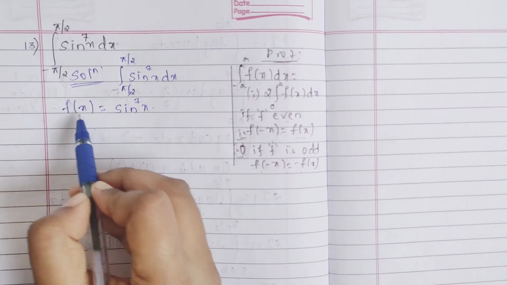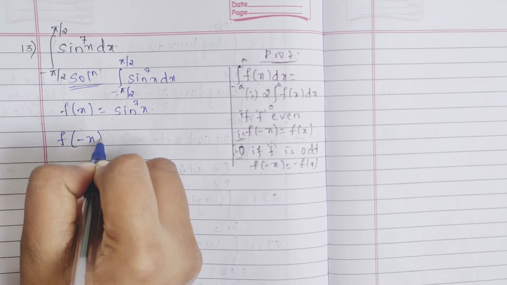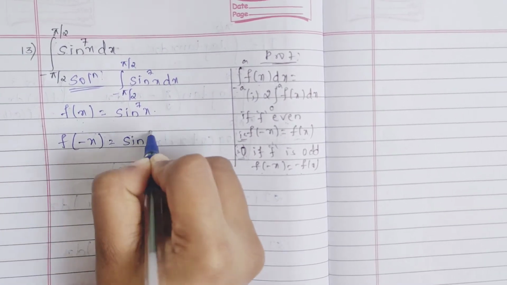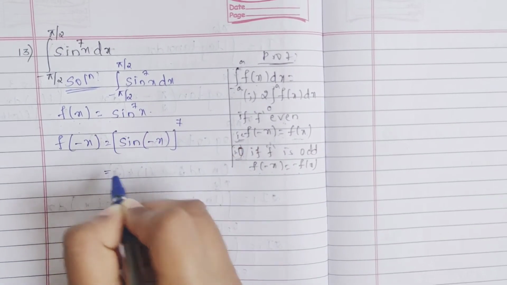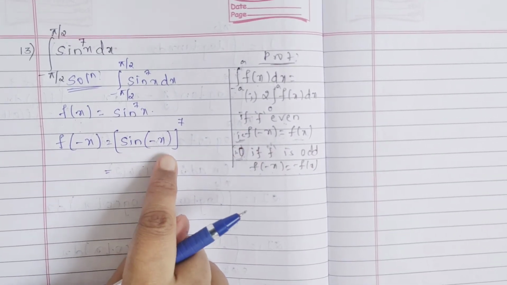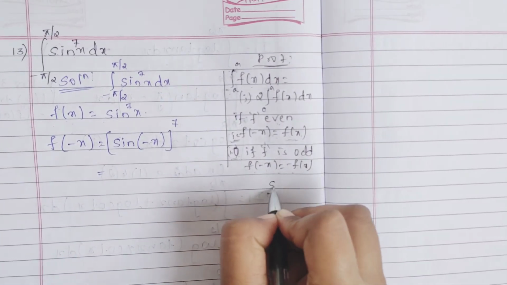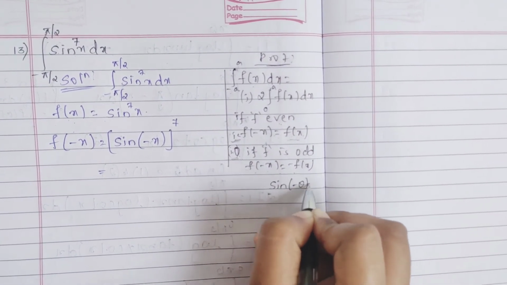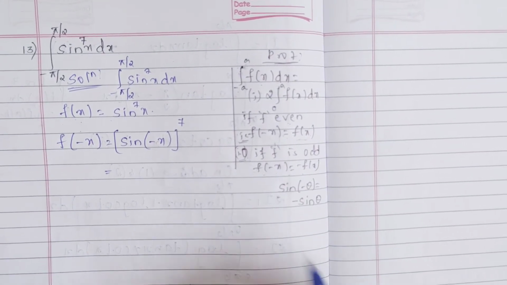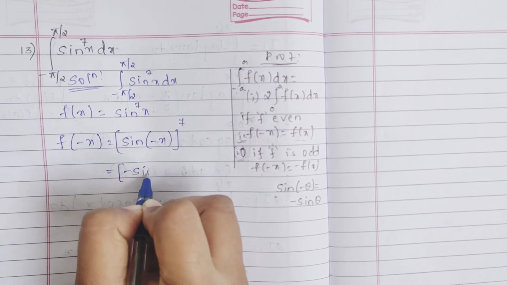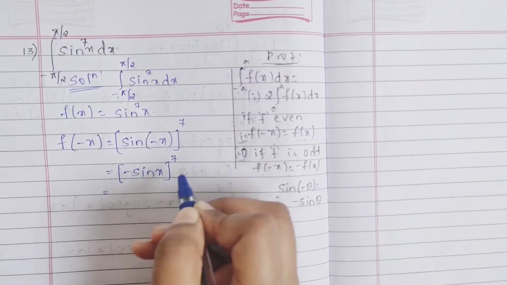So f of x is sin raised to 7 x. Now what we have to change is f of minus x. So you can see sin of minus x whole raised to 7, right? Now you know sin of minus theta is minus sin theta. You have studied the properties. Sin of minus theta is obviously minus sin theta. So this will be minus sin x whole raised to 7. Again, you have got minus sin x, raised to 7.